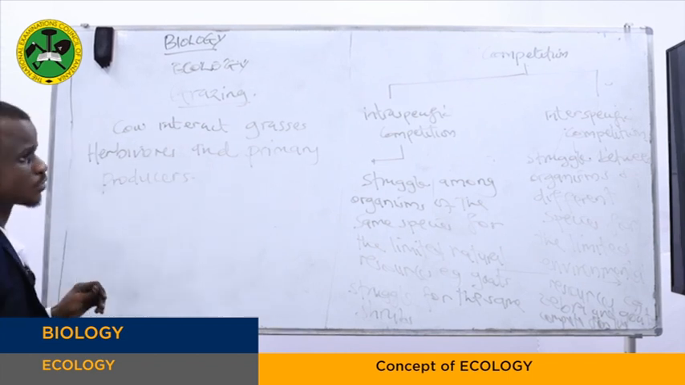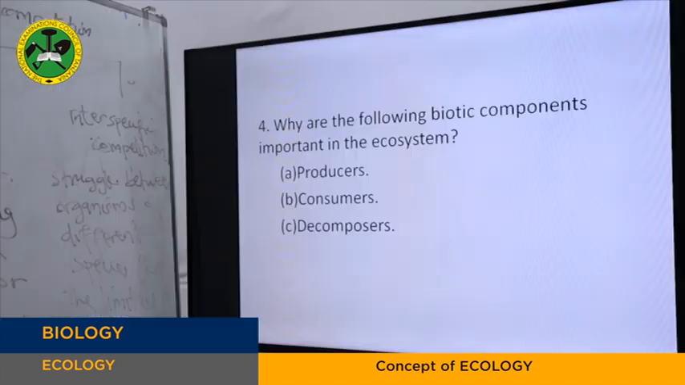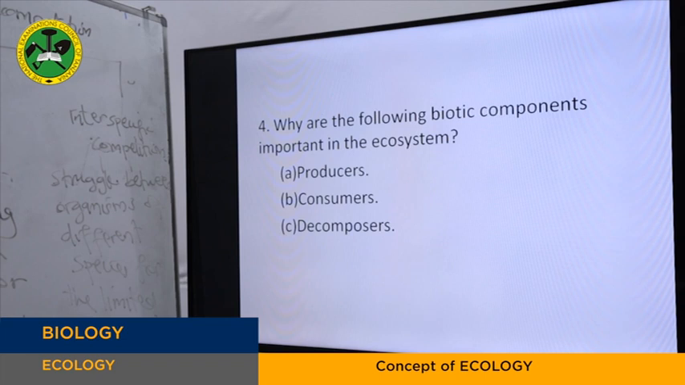Hope we are together, my students. Now we can switch to question number 4, which you can do. Why are the following biotic components important in the ecosystem? A. Producers. B. Consumers. C. Decomposers. If I followed properly my presentation here, you know the importance of producers.